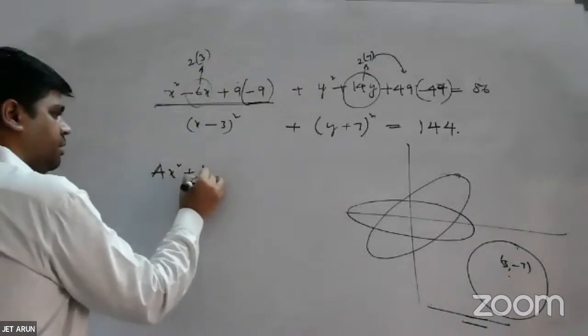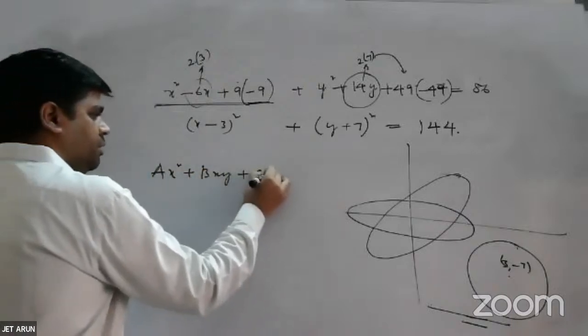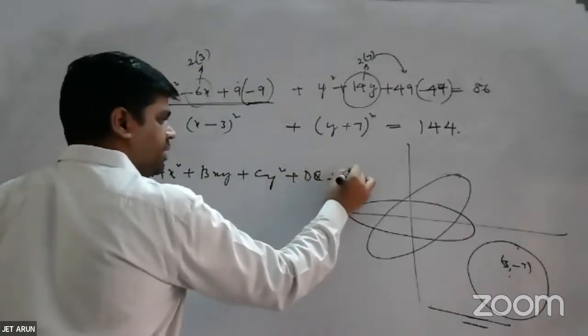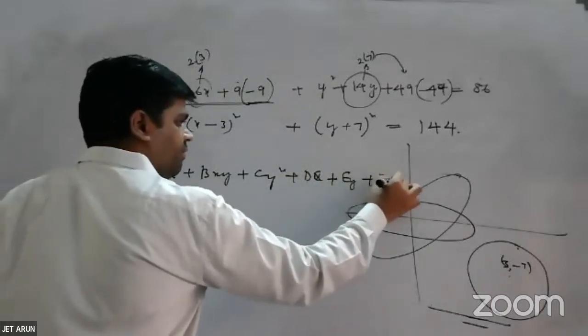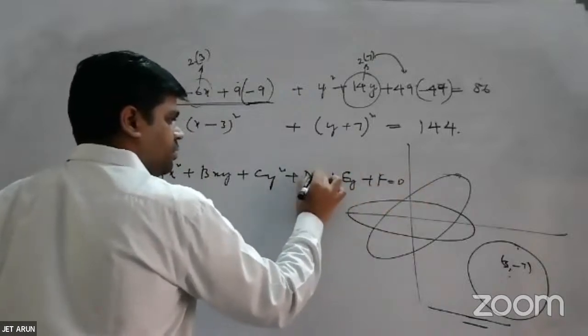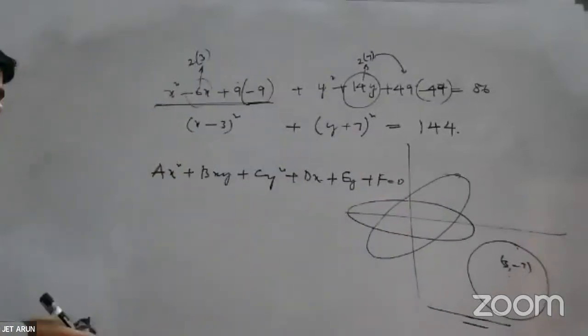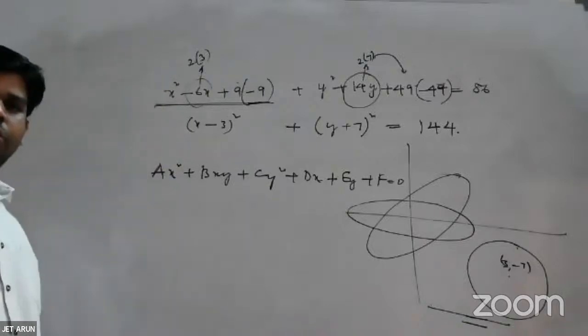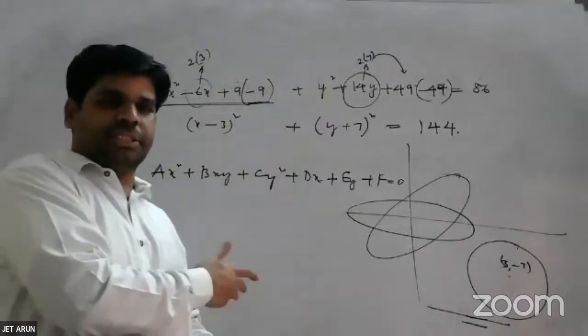Ax square plus bxy plus cy square plus 3x plus ey plus f equal to 0. This is the standard form of a conic equation. If you have this equation, that's definitely a conic. That means if you take a cone and a plane and make a section, you get this.